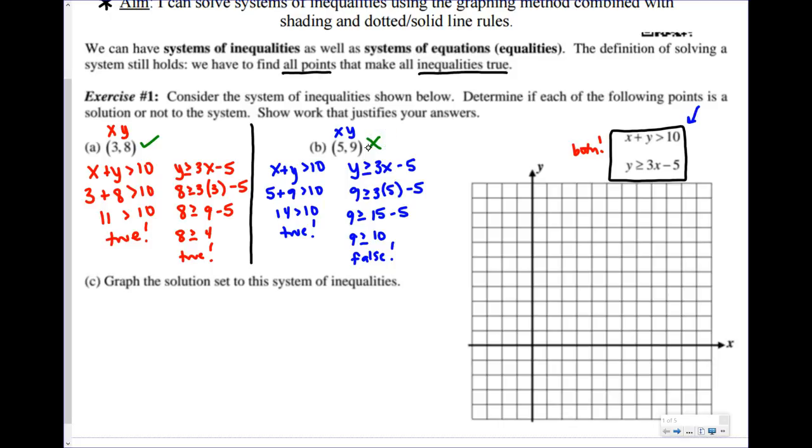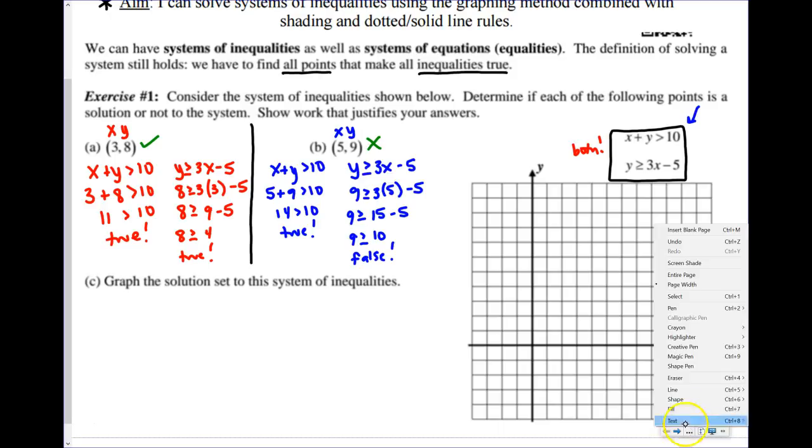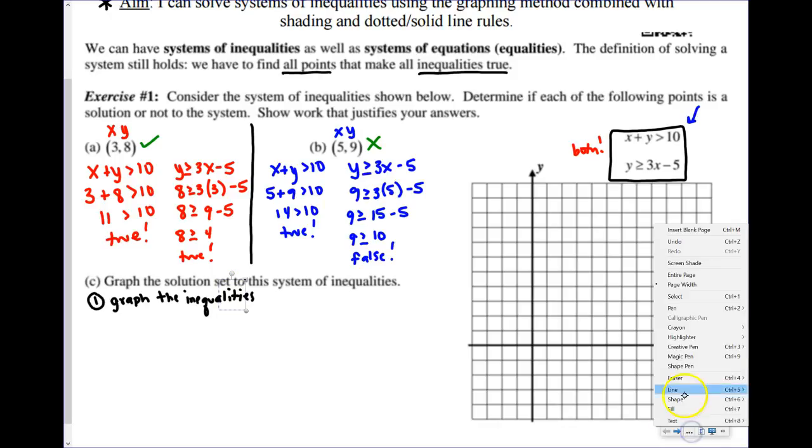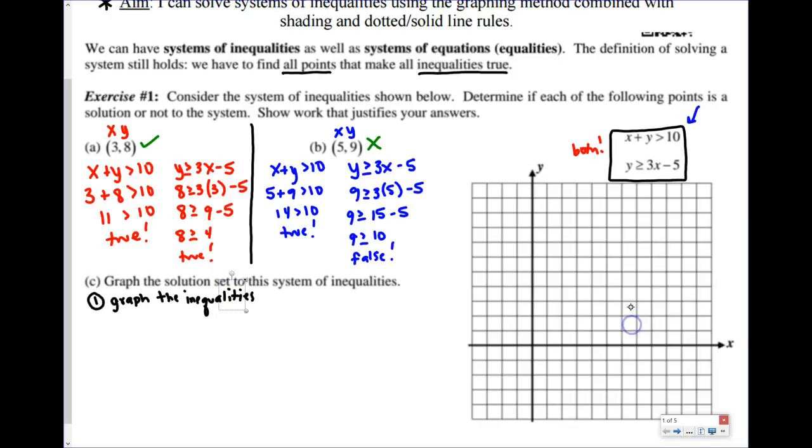Okay? Now, how do we actually figure out what all of the solutions are? Well, that's what we're going to work on in letter C. So, there are a couple steps. So, the step number 1 is to graph the inequalities. Okay, now oops, let me spell that right. Inequalities. Okay, so the first inequality, let's make that one purple.